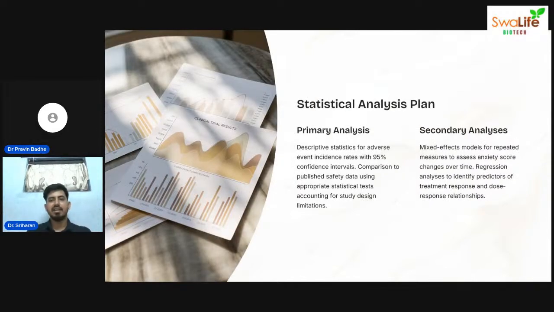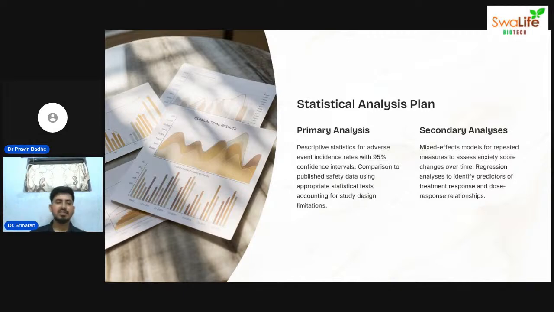Statistical Analysis Plan, SAP, is very important. After data collection and safety consideration, the statistical analysis plan is most important. We divide it into primary analysis and secondary analysis. The primary analysis deals with descriptive statistics: the percentages of the study, graphs of the study. The secondary analysis deals with a mixed effect model. Since we are doing 12 weeks, there will be repeated measures, which the mixed effect model handles.